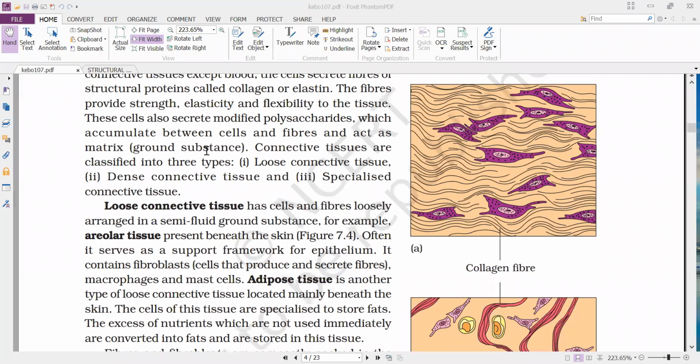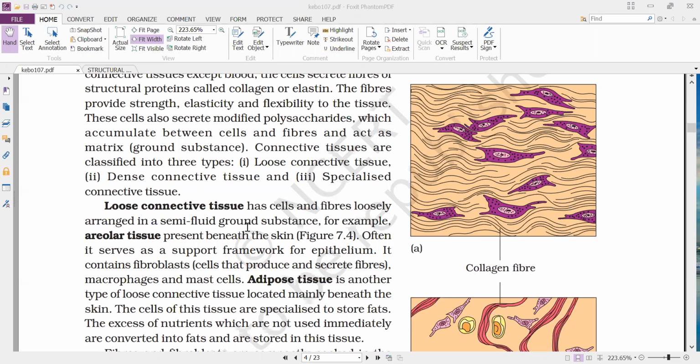First we'll discuss the loose connective tissue and its types. What is a loose connective tissue? Loose connective tissue has cells and fibers loosely arranged in a semi-fluid ground substance. That means it is a connective tissue in which the cells and fibers are loosely arranged. Such a connective tissue we call loose connective tissue.